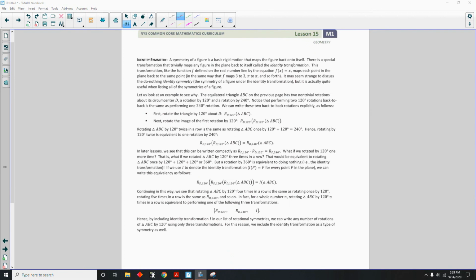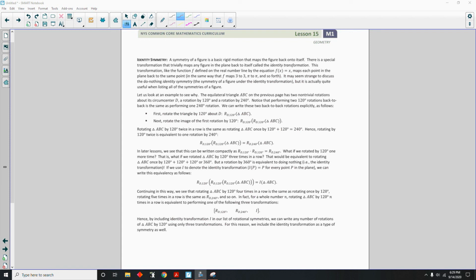Okay, page 3 is pretty wordy. I'm going to try to just zip through this real quickly. Identity symmetry. A symmetry of a figure is a basic rigid motion that maps the figure back onto itself. There's a special transformation that trivially maps any figure in the plane back to itself, called the identity transformation.